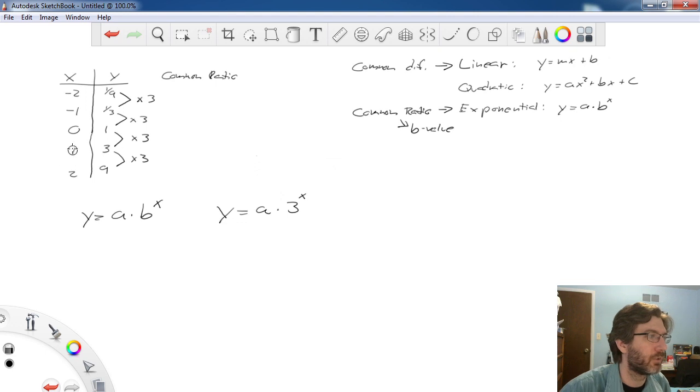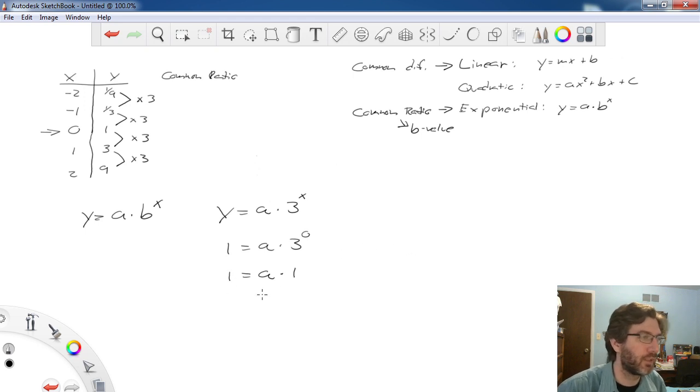So we're going to go ahead and plug in 0, because that would be the easiest, right? If I plug in 0, then I get 1 equals a times b to the 0. And you know b to the 0, or 3 to the 0 here, equals 1, so it's going to be 1 equals a times 1, and therefore a has to be 1. Divide by 1, and 1 equals a. So a should be 1. So you're thinking the model should be y equals 1 times 3 to the x.